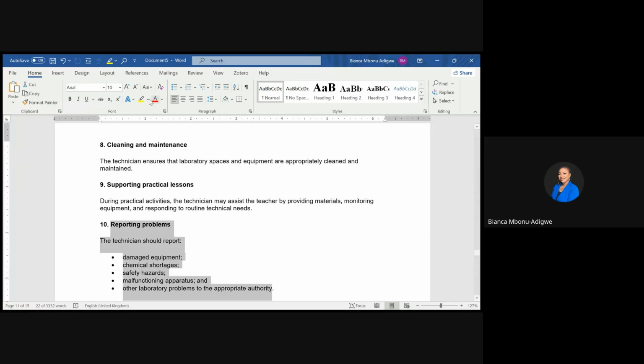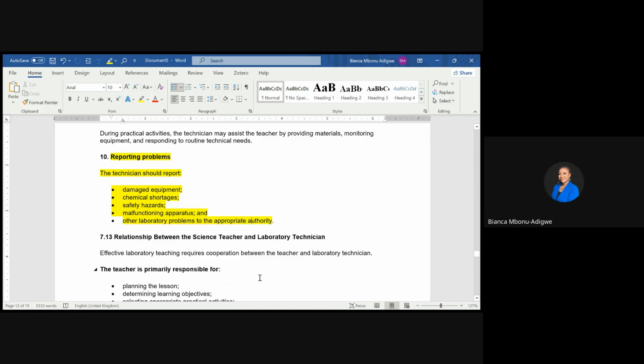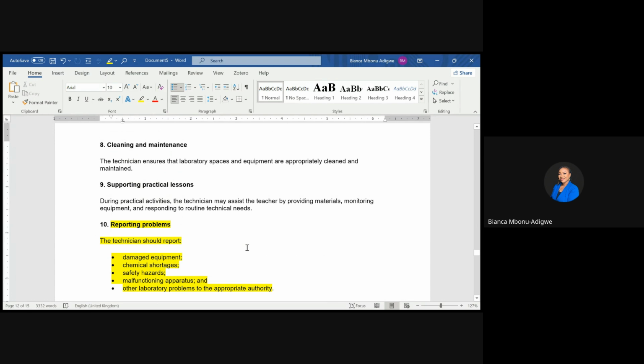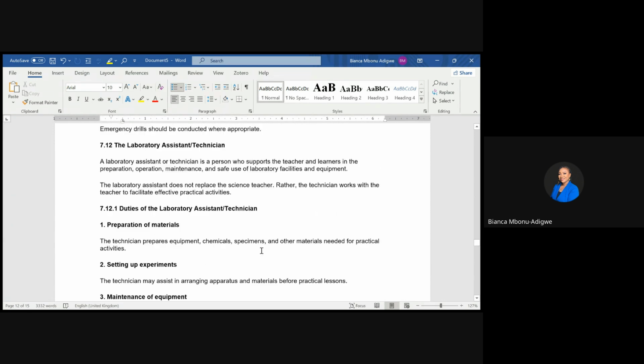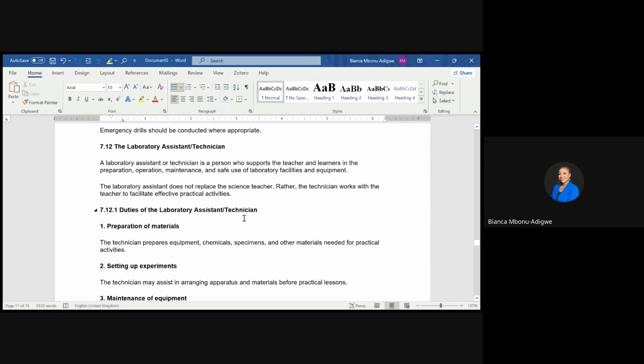Report problems. This one is very important. You must report problems. This one has spoiled. This one is not working. This one is overworking. This one has become a safety hazard. This one is malfunctioning. We don't have enough of this, or we have too much of this. Let's find somewhere to store them. What is the job of a laboratory assistant or a lab technician?